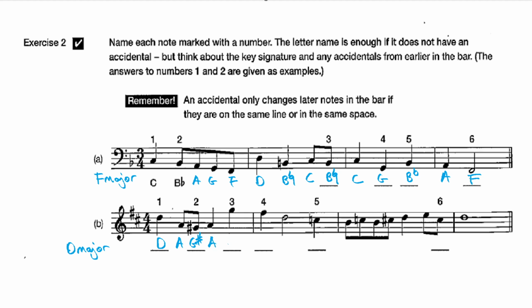Now, this is a G natural. Why is it a G natural? You might say, well, we've got a G sharp earlier in the bar. But remember, an accidental only changes later notes in the bar if they're on the same line or in the same space. That is to say, it only affects the octave in which it's written.